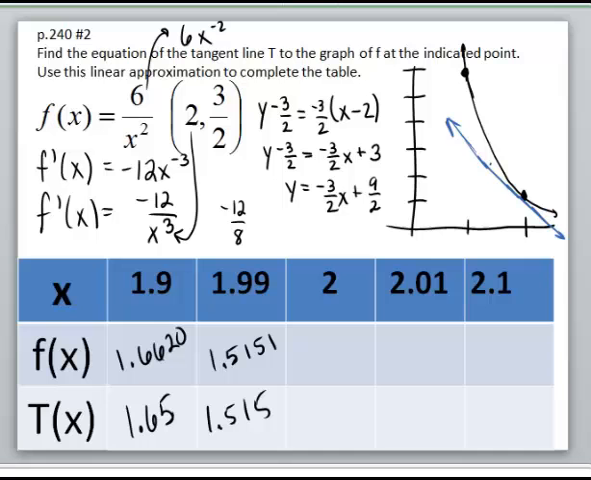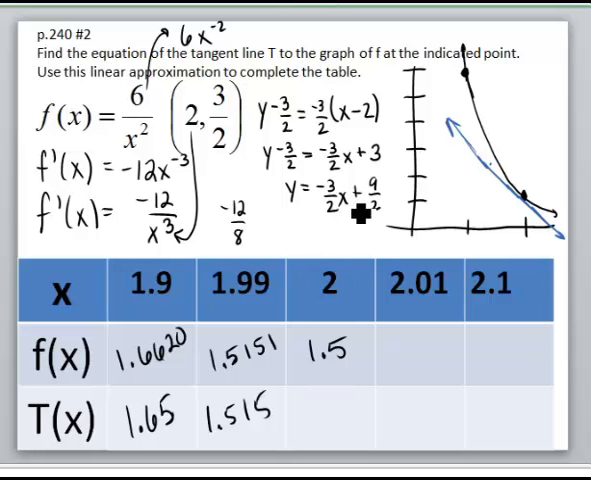Alright, so I was talking about how we're going to use tangent lines to approximate actual function values. And I was at this point where I was getting ready to plug in 2. When I plug 2 into this right here, I get 6/4, which is 3/2, which is 1.5. And when I plug into here, I get negative 12/8, or not negative 12/8. I need to plug that into the tangent line to the curve, not into the function.